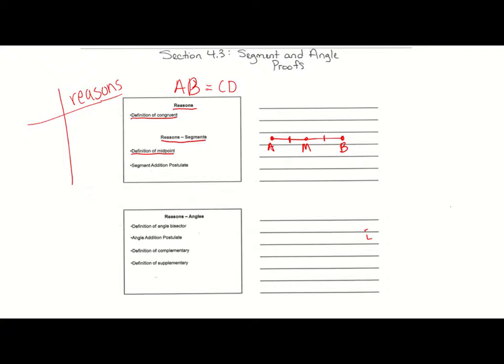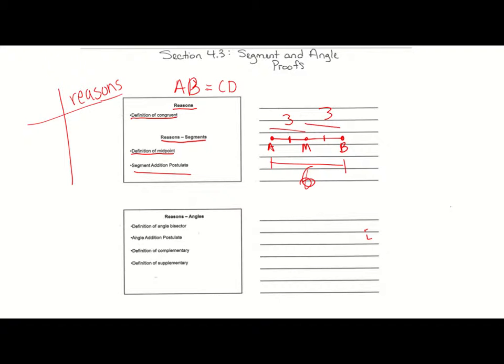Then we have our segment addition postulate, so that's saying that we have one piece of a segment, like AM here. If we knew that AM was 3 and MB was 3, we know the whole thing would be 6 because that's our segment addition postulate. If we have two pieces, we can find the whole, or if we have the whole thing and one small piece, we can find the other missing piece. So those are some examples where we will use the segment addition postulate.